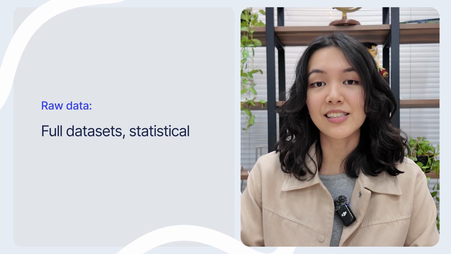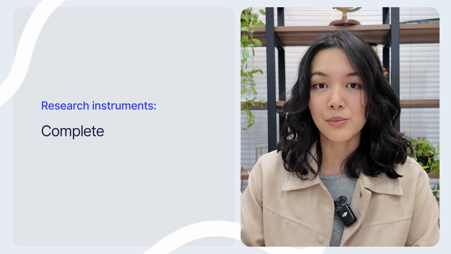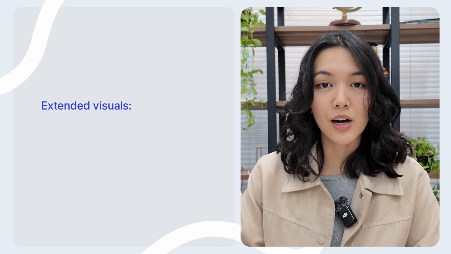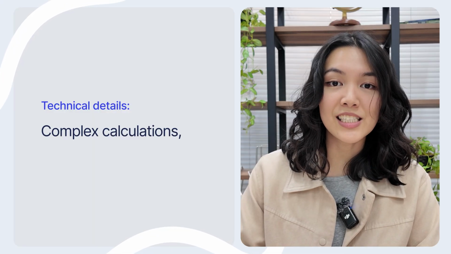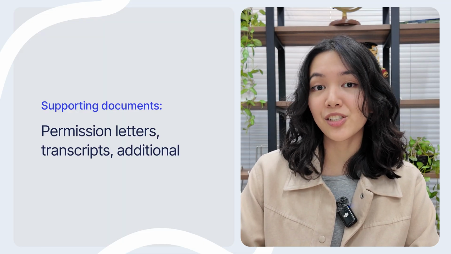Some perfect appendix material includes, first, raw data, full data sets, statistical outputs, survey results. Second, research instruments, complete questionnaires, interview protocols. Third, extended visuals, large tables and detailed charts that don't really fit in text. Next, technical details, complex calculations and extended methodologies. And lastly, supporting documents, permission letters, transcripts, and additional examples. If it supports your work but would bury your main points, it belongs in an appendix.